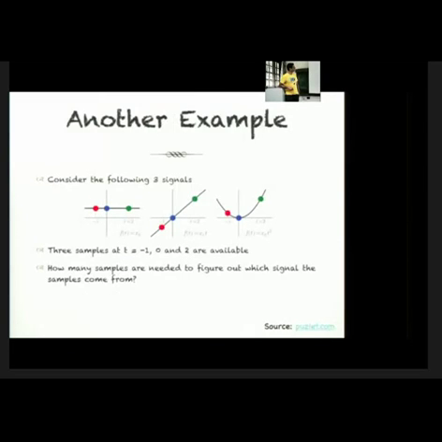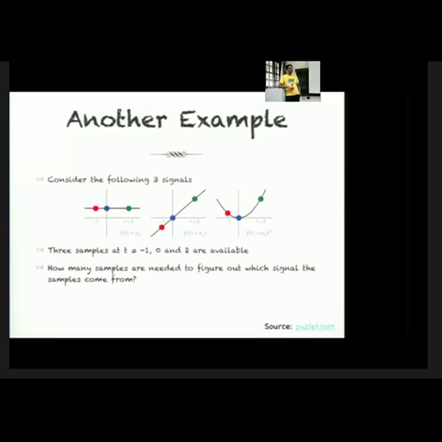Here is another example. So there are three functions that are plotted in this slide. The first is a constant function. The second is a linear function. The third is a quadratic function. I sample these three functions at 3 points. At -1, 0, and 2. Okay. And what I'm going to do is, I won't tell you which function I've sampled. I'm only going to tell you I've sampled one of these three functions. And your job is to figure out which function I might have sampled.